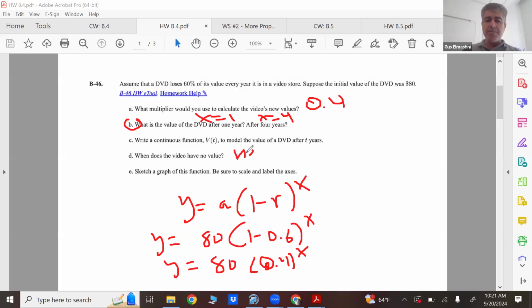D is never. That's because this can never equal 0. That's impossible. It gets very close to 0. And if you graph it, it looks kind of like this.